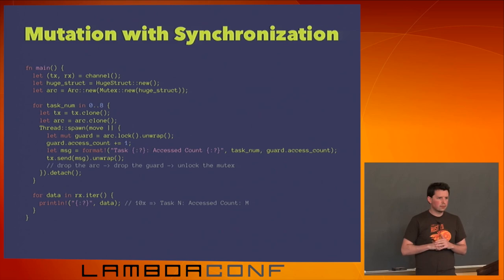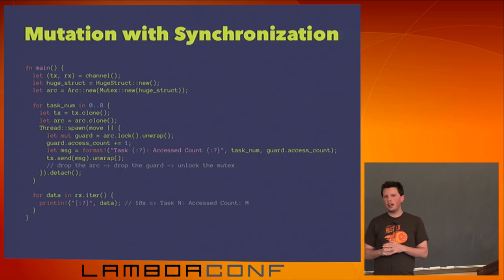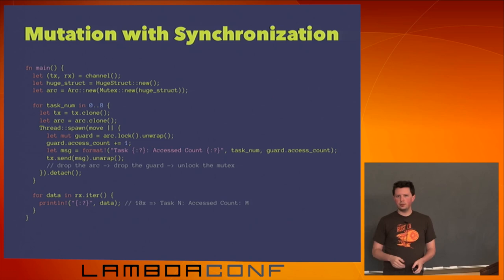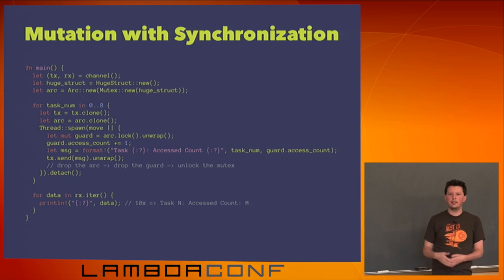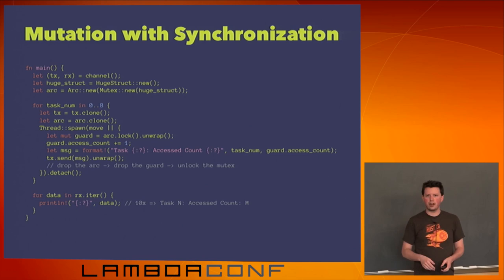I'm sorry, I need to ask. What is an Arc again? It's an atomically reference counted pointer. Okay, so it's a thread-safe way to do shared ownership. Each time you clone it, it'll give you back another pointer. Collectively, all those pointers own their contents. And when the last one is dropped, the contents are dropped.